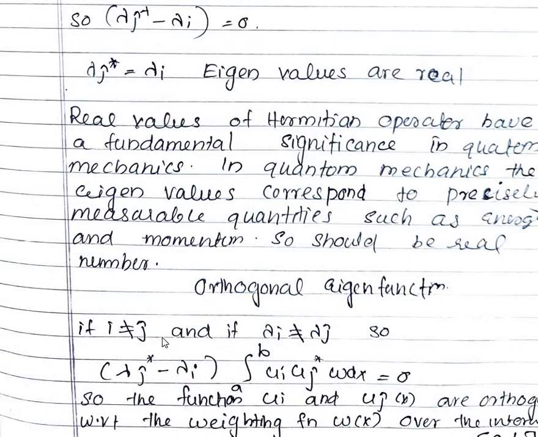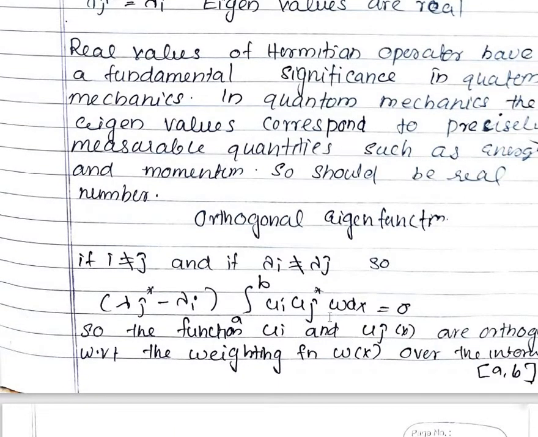Then if i is not equal to j, in the above case, wi is not equal to wj, so wj star minus wi should not be equal to 0. So the expression should vanish only if the integral from a to b of ui uj star w is equal to 0. This means that ui and uj should be orthogonal, then this can be equal to 0.